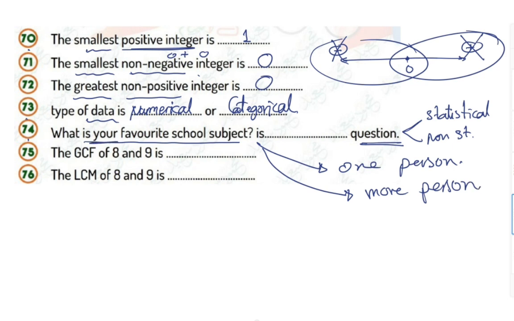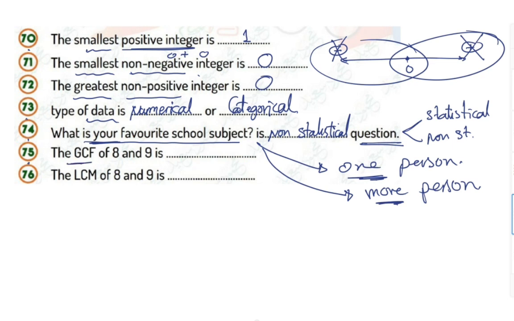This question, your favorite, just your favorite. He asked one person. One person, it's non-statistical. But if he said your friend's favorite subject, okay, you need to ask all of your friends. This will be a statistical question.